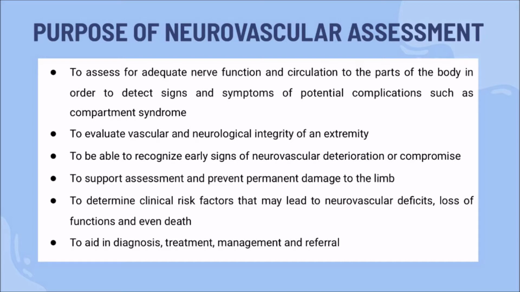This is in order for us to assess for adequate nerve function and circulation to the parts of the body, in order to detect signs and symptoms of potential complications such as compartment syndrome, to evaluate vascular and neurological integrity of an extremity, to be able to recognize early signs of neurovascular deterioration or compromise, to support assessment and prevent permanent damage to the limb, to determine clinical risk factors that may lead to neurovascular deficits, loss of functions, and even death. And lastly, to aid in diagnosis, treatment, management, and referral.